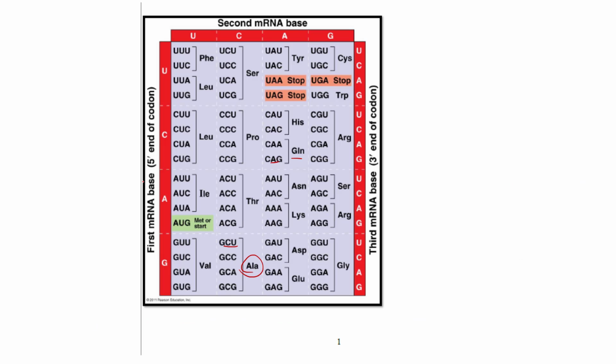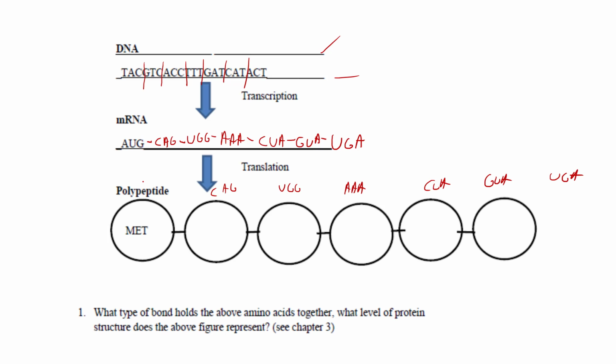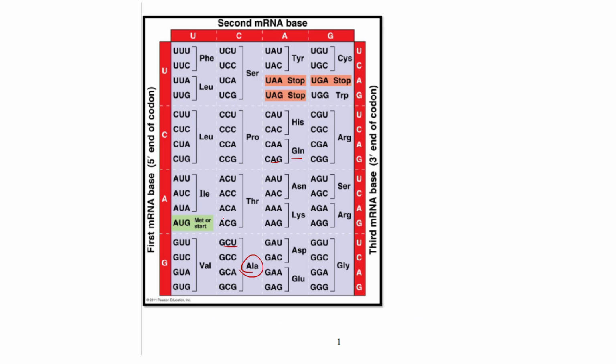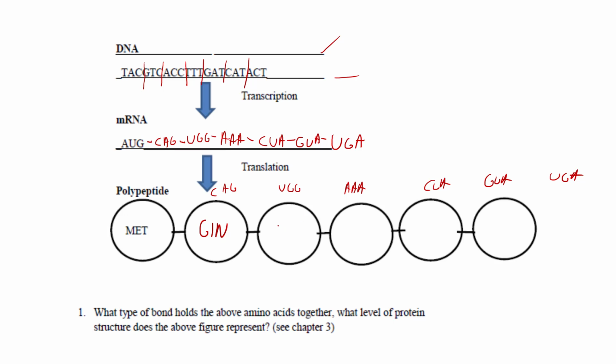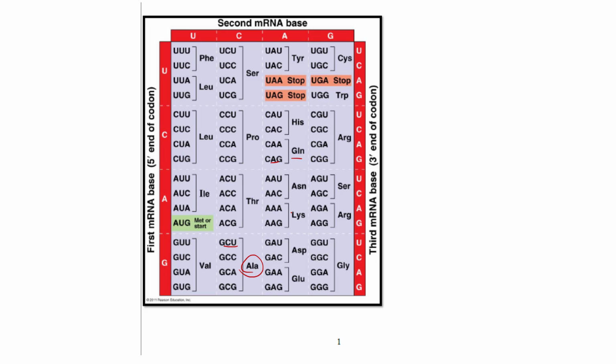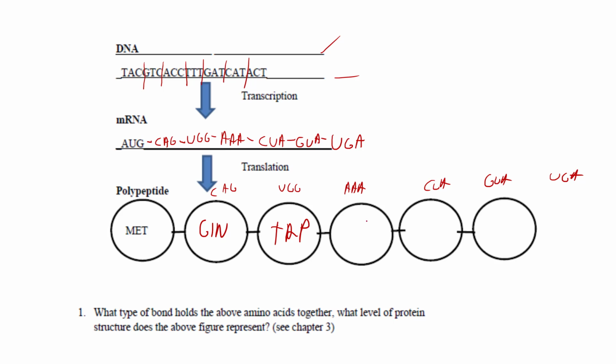All right, CAG. What does CAG code for? CAG codes for GLN, right? Yeah, GLN. UGG codes for TRP. AAA codes for LYS. Lysine, I think.